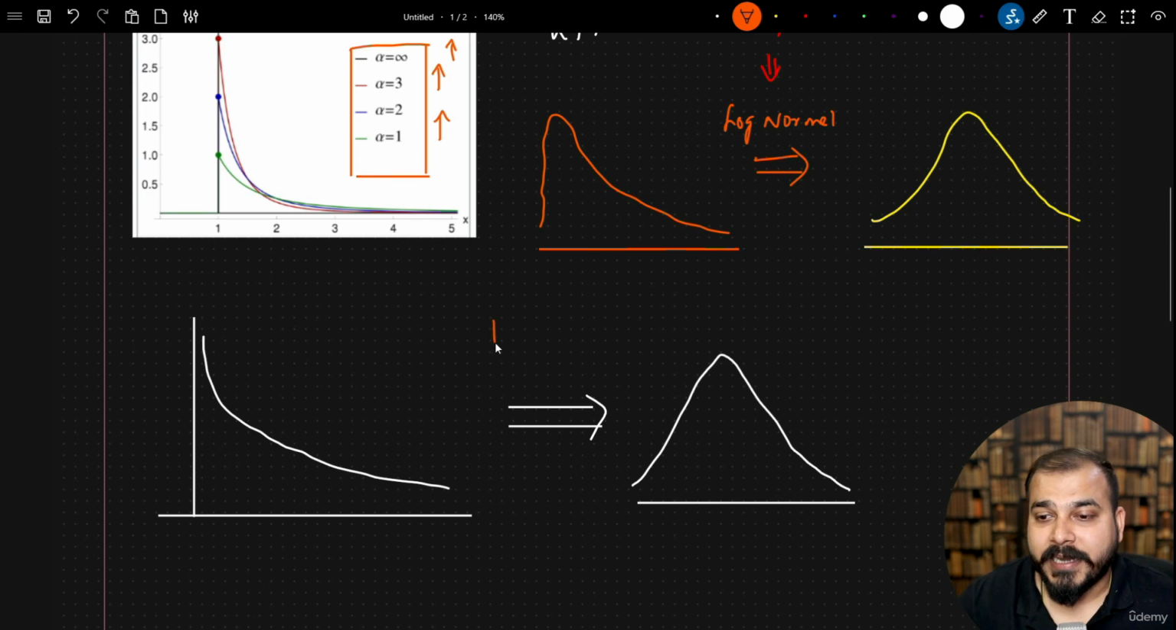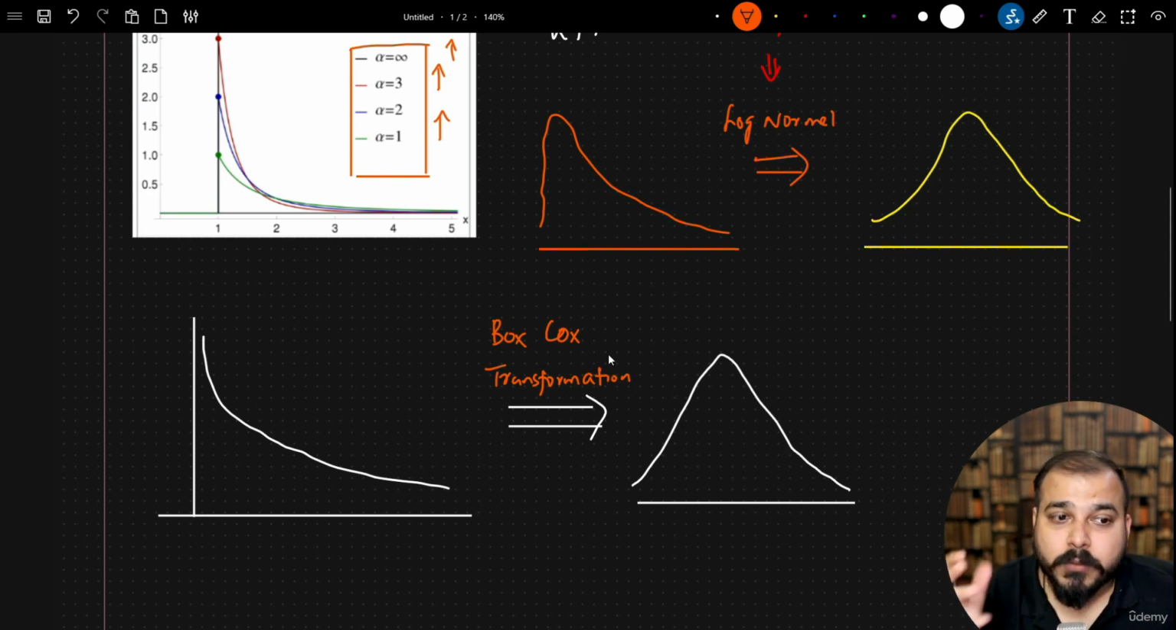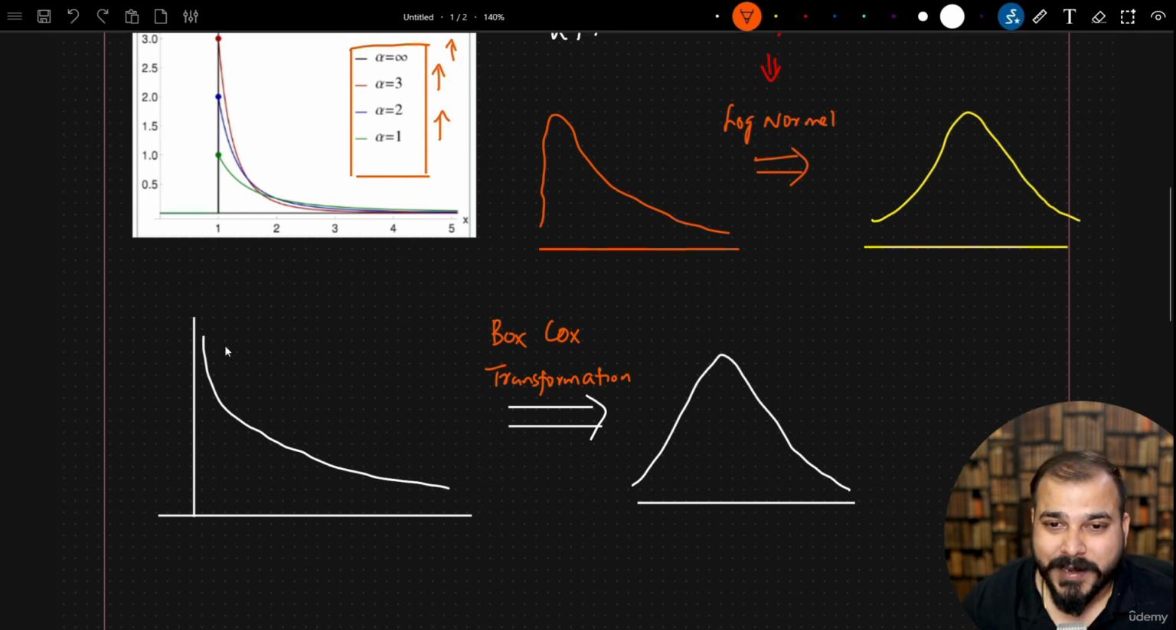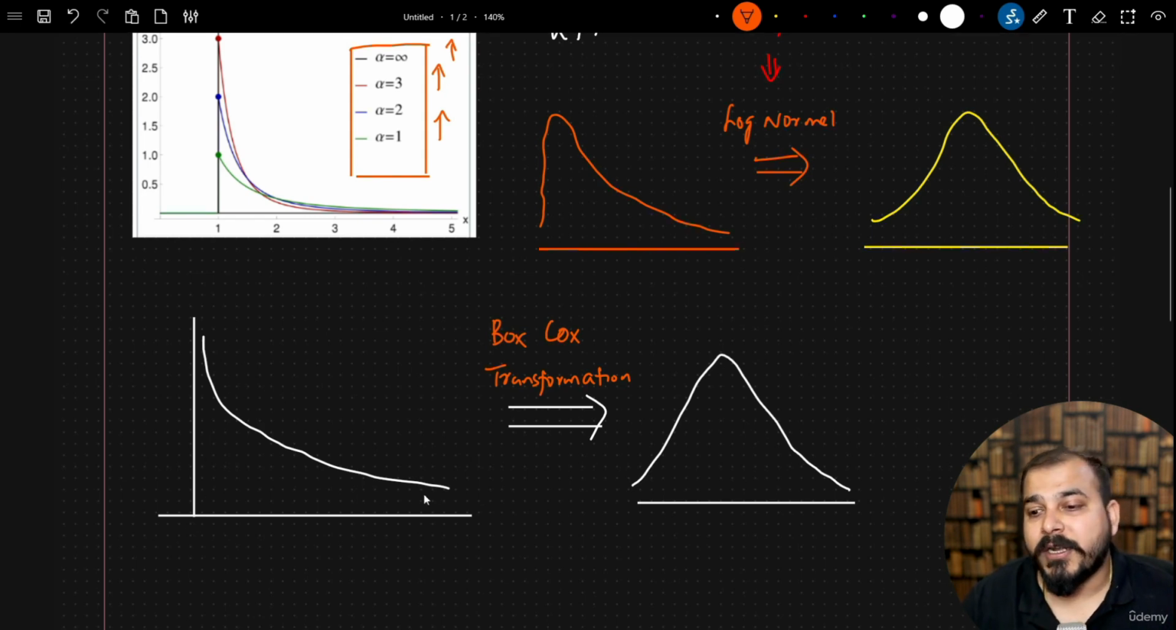So here, the technique that is specifically applied is called Box-Cox transformation. Now, what is the formula of Box-Cox transformation? Right now, don't worry about it, because with the help of Python, I'll definitely show you how you can do the Box-Cox transformation. But just understand, this is a transformation technique which will convert a Pareto distribution into a normal distribution.